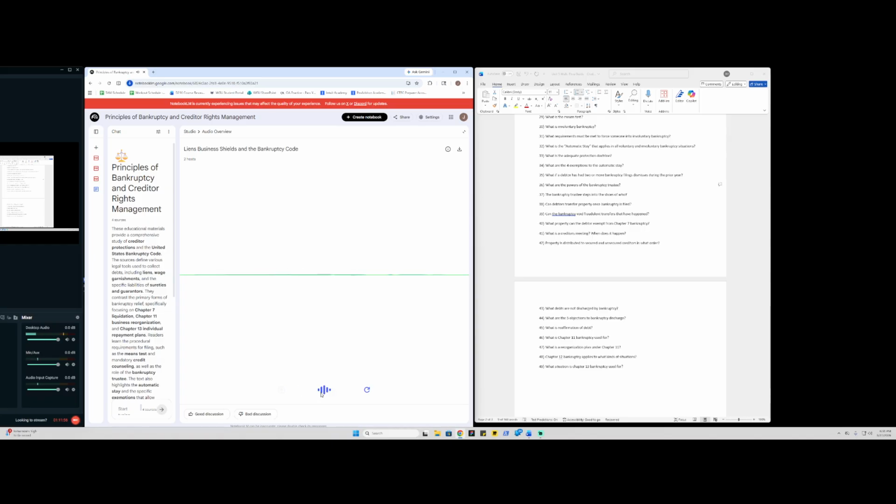So then, what kind of rights does the debtor have, and then so then the bankruptcy trustee has the rights of the debtor? What kind of rights does the bankruptcy trustee have?